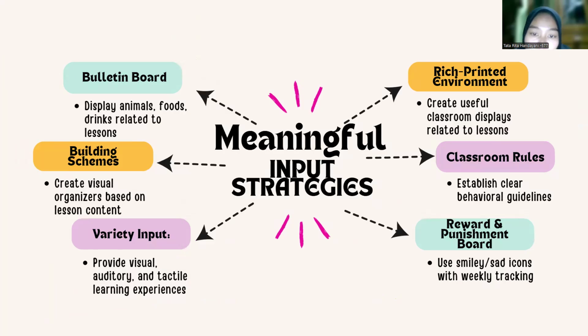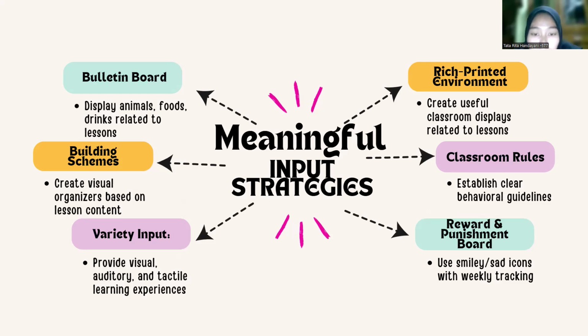Now, let's explore six concrete strategies for providing meaningful input that will transform your classroom environment. First, bulletin boards. Don't just put up random decoration. Create thematic displays that connect to your lesson: animals per unit on habitats, food from different cultures for language learning, or seasonal items that relate to science concepts. Make them interactive by adding questions or activities students can engage with independently.